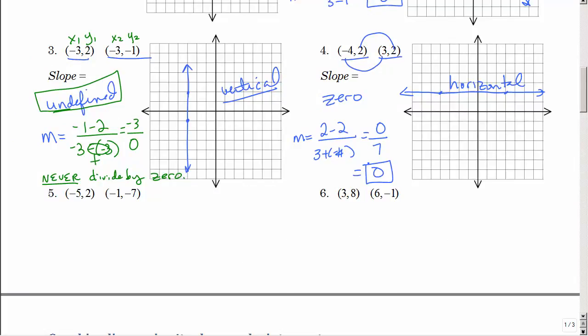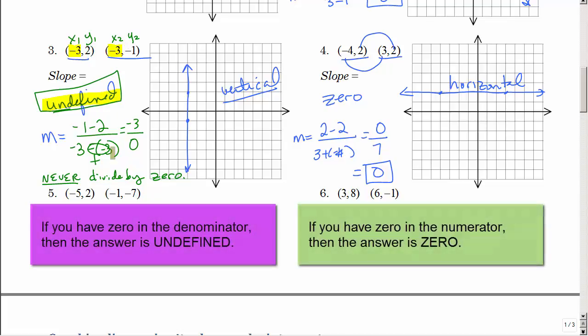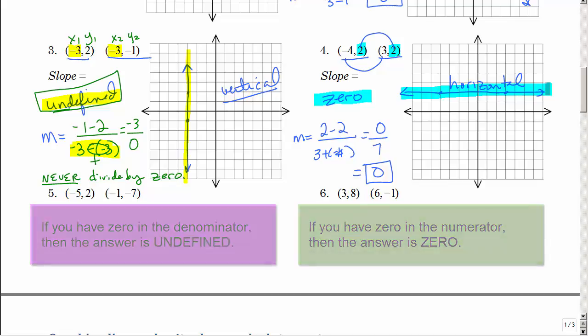Another thing I'd like for you to notice: if they're asking you for the slope and the x coordinates are the same, you're going to get undefined because on the bottom you're subtracting the same thing. Also, if the x's are the same, you get a vertical line. If the y values are the same, you're going to get a slope of 0 because it's going to give you a horizontal line. Just some quick tricks.